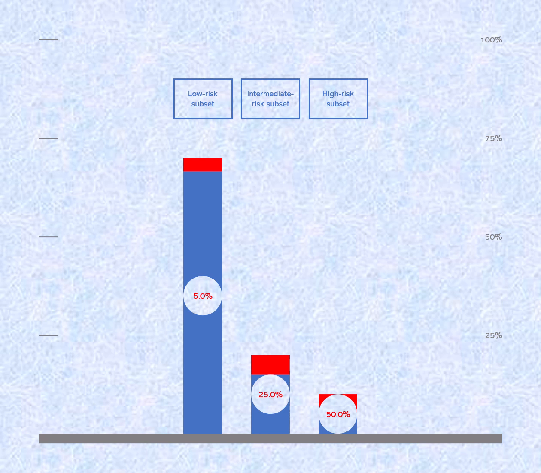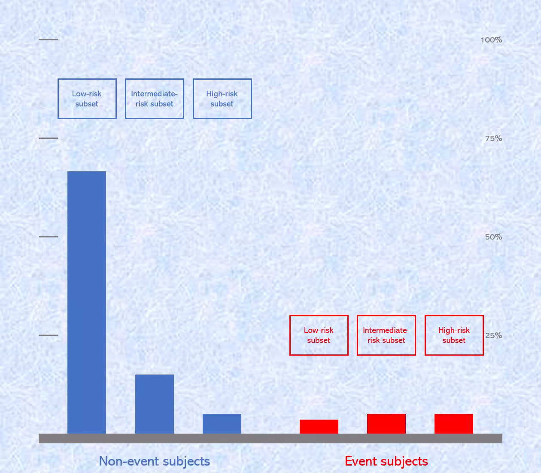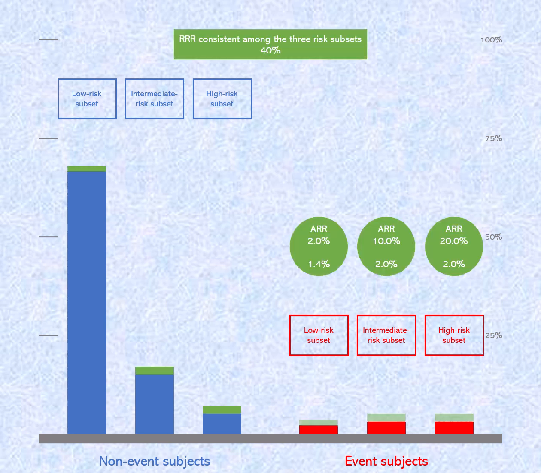These are indeed the risk levels of the respective subsets. Again, let's see how individuals from the three subsets distribute themselves around the event when no treatment is applied, or when they all undergo treatment. Part of the individuals from the red bars will move to the respective blue bars. Specifically, the absolute risk reduction of the low-risk subset equals 2%. The absolute risk reduction of the intermediate risk subset equals 10%. And the absolute risk reduction of the high-risk subset equals 20%.